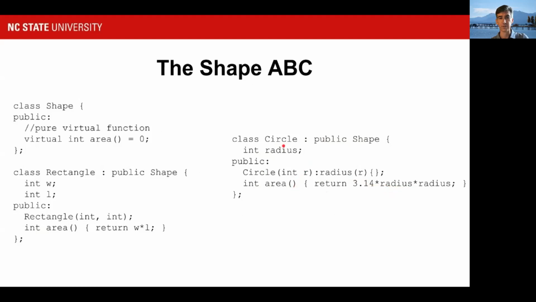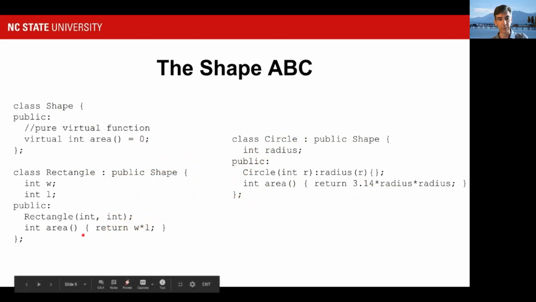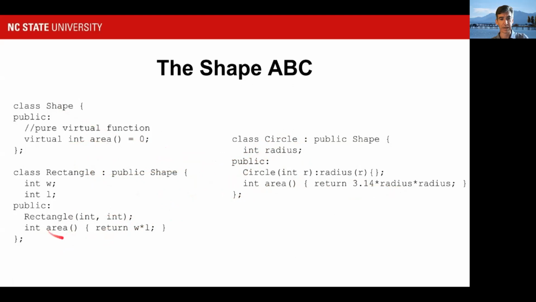And now circle and rectangle are both shapes. Obviously, a circle is not a rectangle, and a rectangle is not a circle, but they're both shapes. I could use a shape pointer to refer to either one of these kinds of objects, either a rectangle or a circle. And when I called the area function on either one of them, because of polymorphism, I would use the appropriate area function.